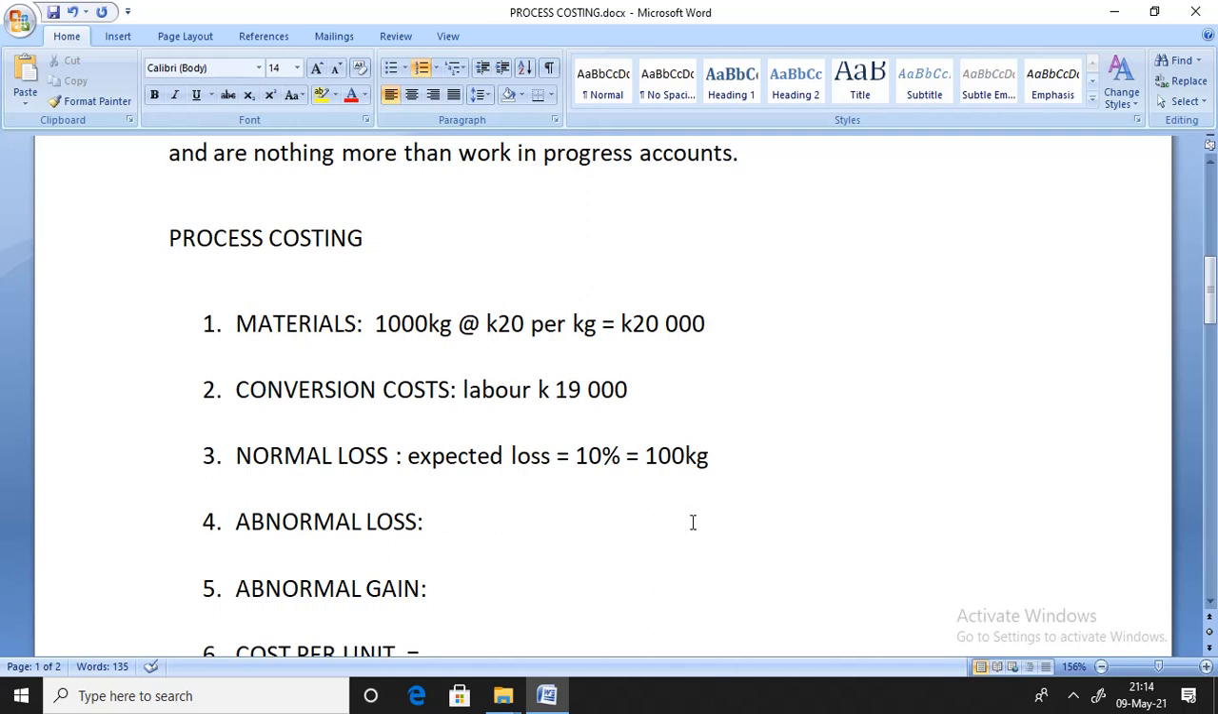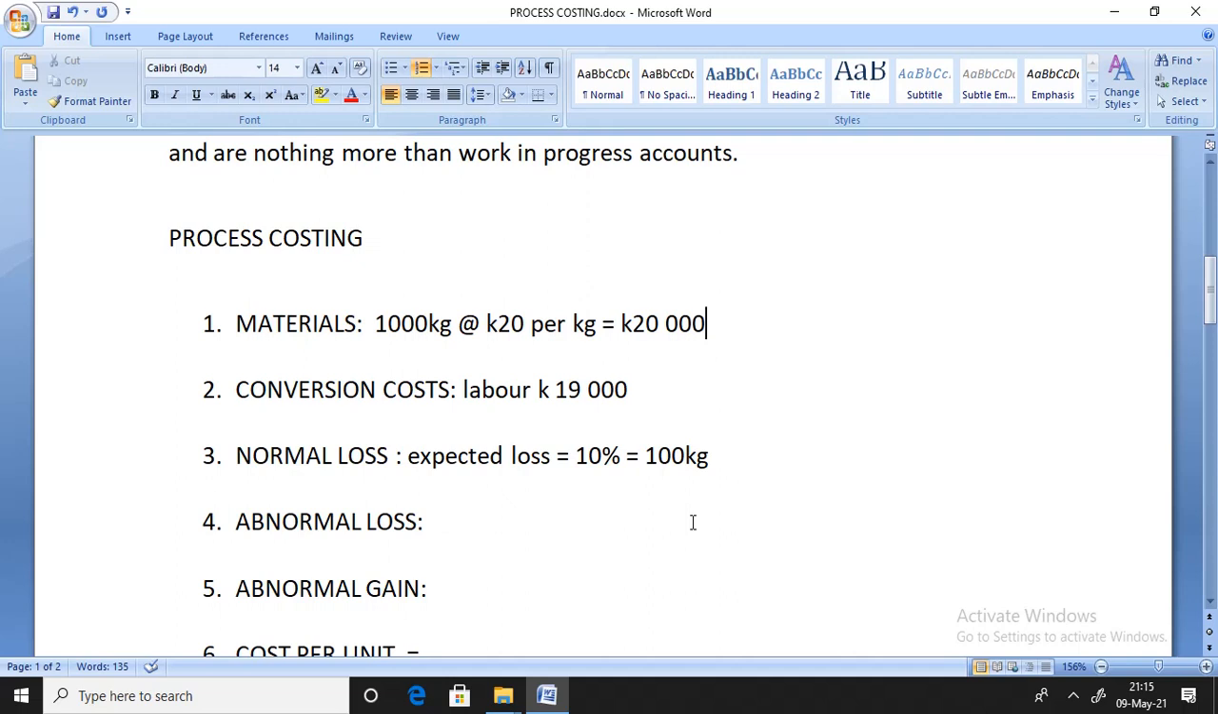So the cost per unit, if you do not have work in progress, you simply say total minus scrap value of normal loss divided by the expected good output. That's the formula for calculating the cost per unit.